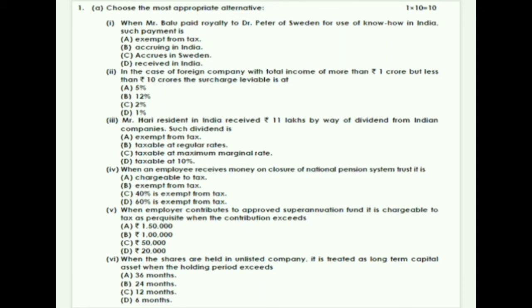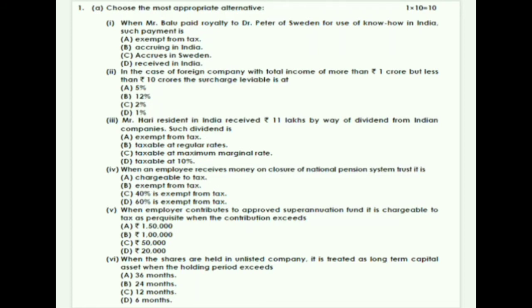Okay, let's talk about the second question. In the case of a foreign company with total income of more than 1 crore but less than 10 crore, the surcharge liable is at what percent? The options are 5%, 12%, 2%, and 1%. Whenever it is a foreign company with income more than 1 crore but less than 10 crore, the surcharge is at the rate of 2% only. If income is more than 10 crore, then it is 5%. But in this case, since it is less than 10 crore, the option will be 2%, option C.